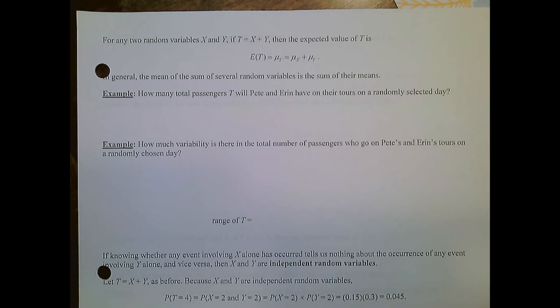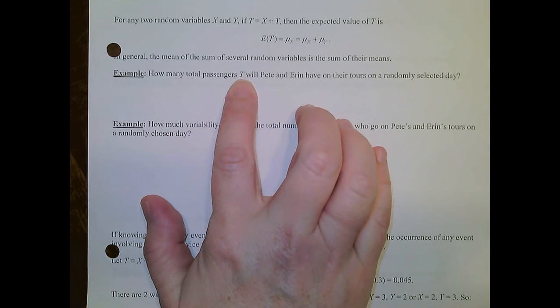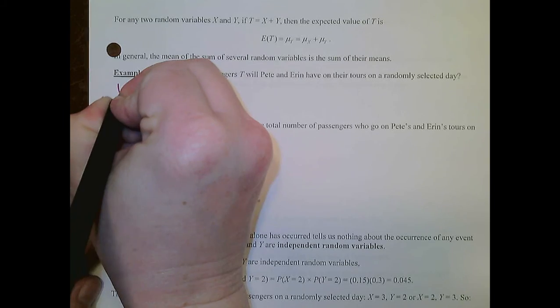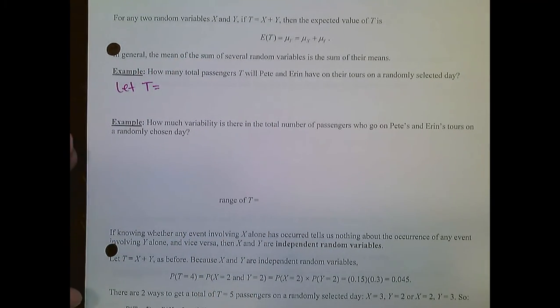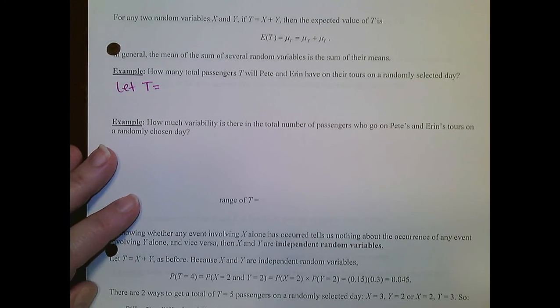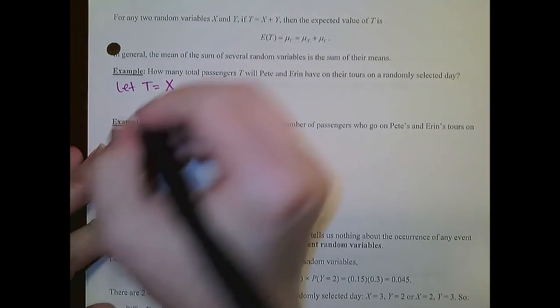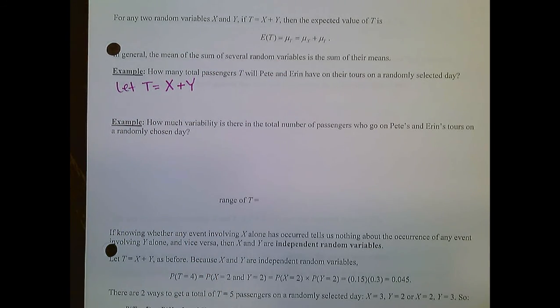So we want to know how many total passengers, T, Erin and Pete will have on their tours on a randomly selected day. In other words, we're going to create a new random variable, T, the total passengers that Pete and Erin have. The total passengers that Pete has is X, the total passengers that Erin has is Y, so the total for both of them combined will simply be X plus Y.